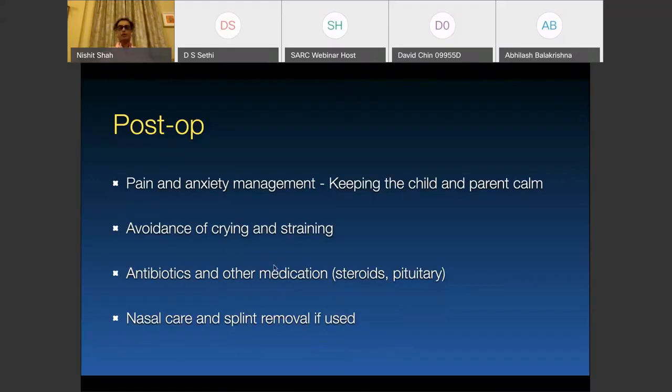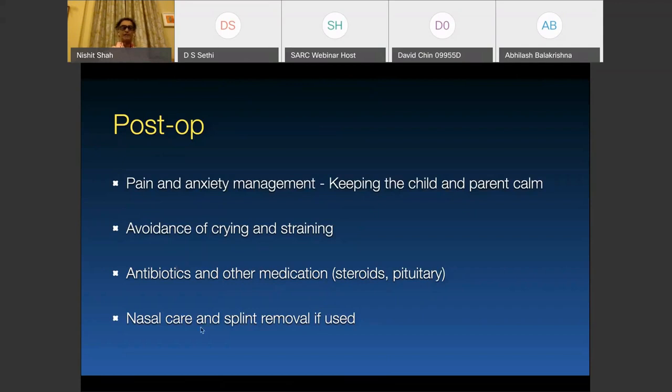Antibiotics and other medication, of course, we do need to give them, and their dosage will be done in conjunction with the pediatric intensivist. And it's very important, especially in children, to have the whole team, which involves your pediatric intensivist and the endocrinologist involved as much as the anesthetist, ENT, and the neurosurgeon.